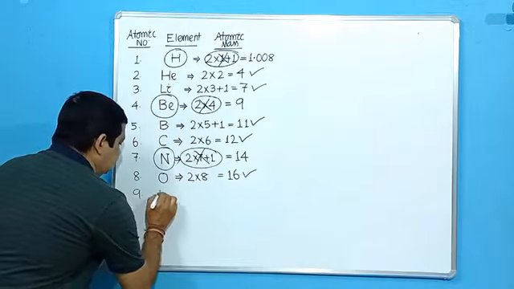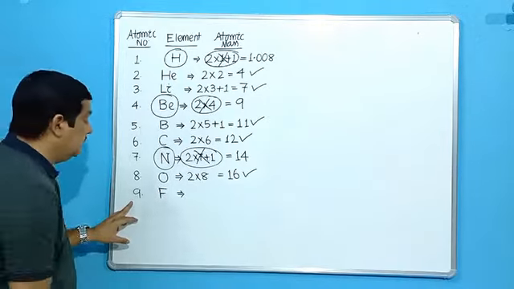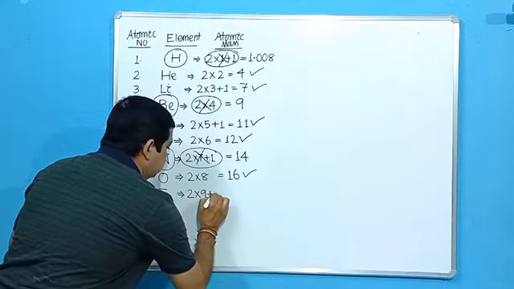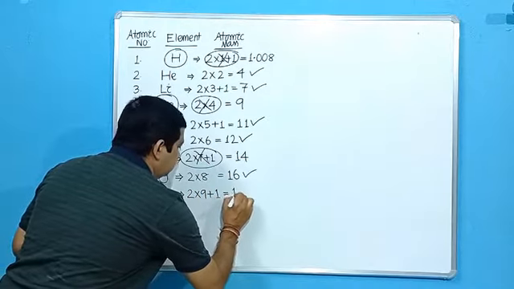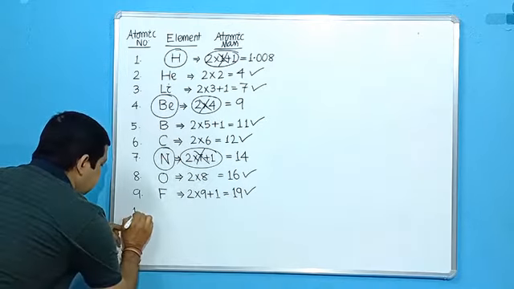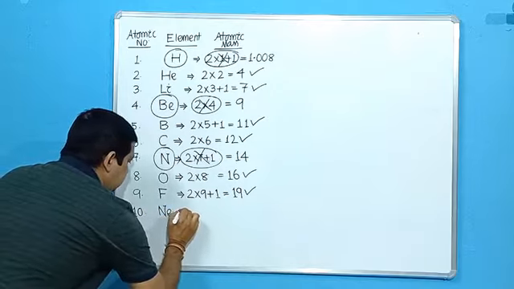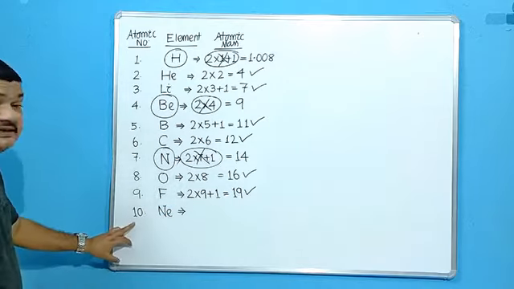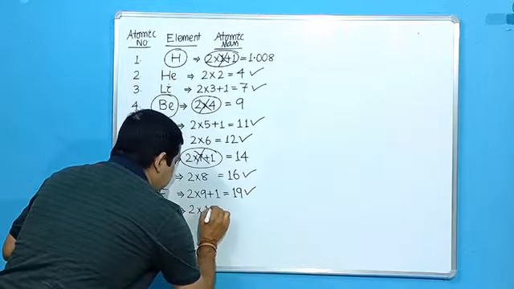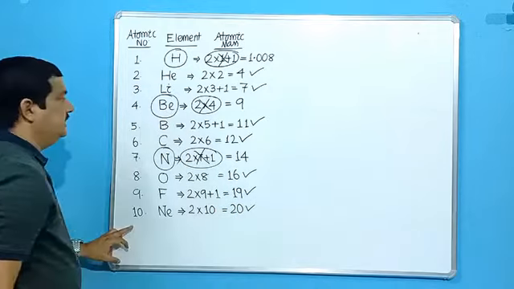9. Fluorine, atomic number is 9, so what will the mass be? 2 into Z, 9 plus 1, 19. Fits into the formula. Then 10. Neon, atomic number is even. So what will be atomic mass? Now 2 into Z, 2 into 10, that is 20. So it fits into the formula.